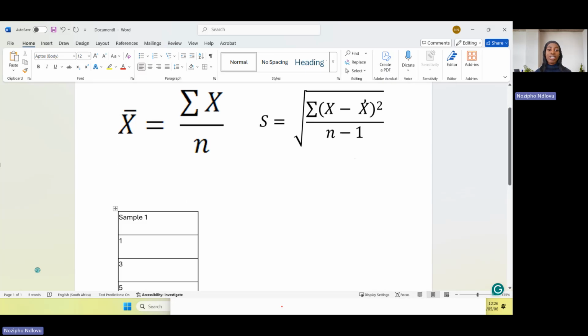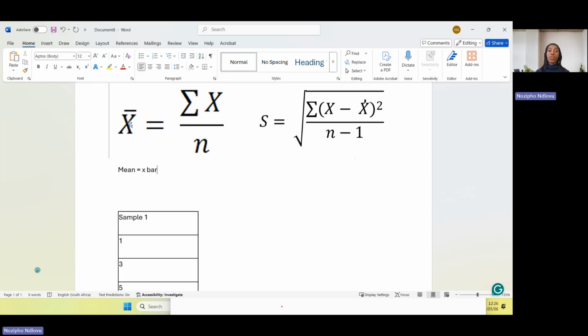So how do we denote the mean? The mean is denoted with this symbol, which is X bar. It's denoted with X bar when calculating the mean. For the sample, we denote it with X bar. So what is a sample and what is a population?